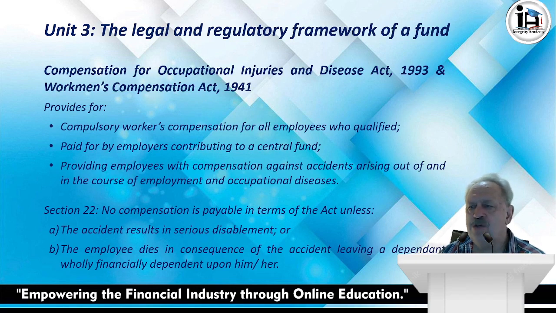The Compensation for Occupational Injuries and Diseases Act 130 of 1993 and the Workmen's Compensation Act of 1941 provide for compulsory workers' compensation for all employees who qualify, paid for by the employer's contributions to a central fund, providing employees with compensation against accidents arising out of and in the course of employment and occupational diseases. Section 22, no compensation is payable in terms of the Act unless the accident results in serious disablement, or the employee dies in consequence of the accident, leaving a dependent wholly financially dependent upon him or her.